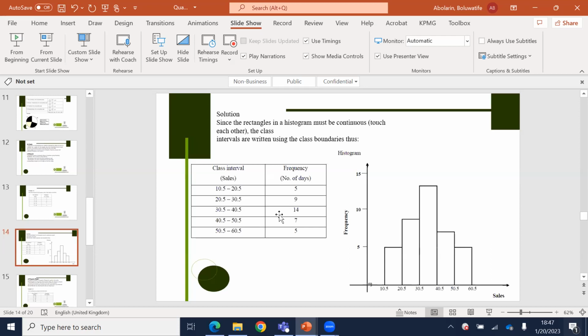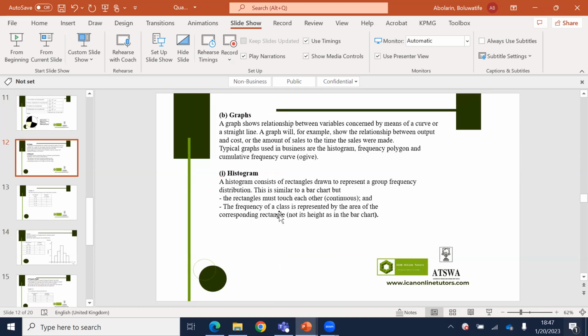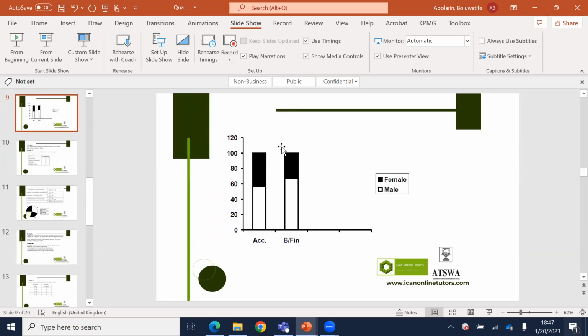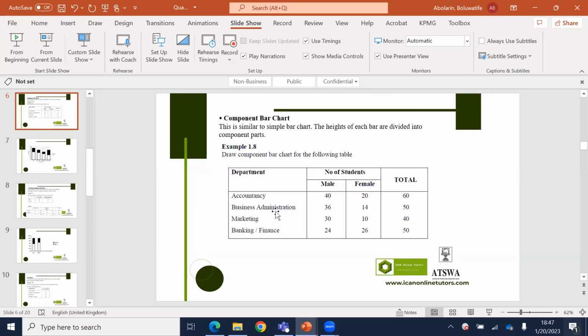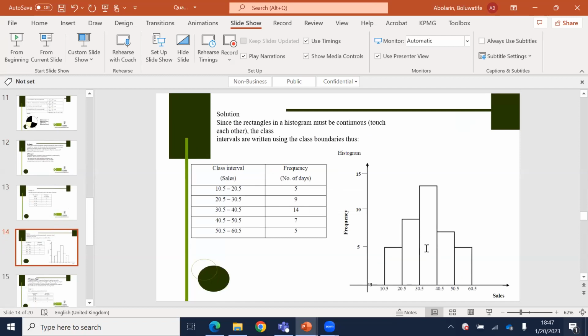So now for the solution, this is how it is. They said it's similar to what? A bar chart. A bar chart has space in between. You can see the bar chart we have has space in between. This one does not have space. That is the only difference between them.